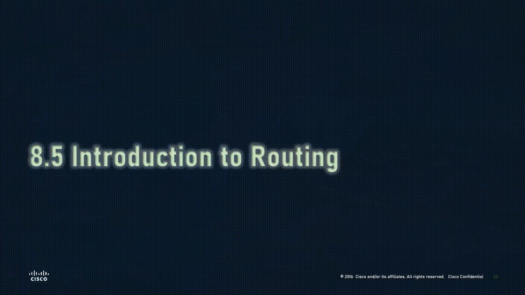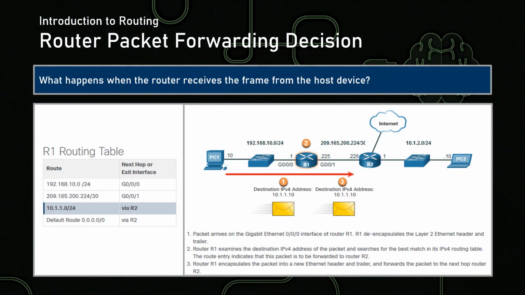So let's get into routing here in 8.5. When the router receives the frame from a host device, we are going to essentially de-encapsulate layer 2, the header and trailer, and then router 1 is going to examine the destination address at layer 3 and look for its best match in the IPv4 routing table. The route entry that we have, if we look at the left here, we can see our routing table, indicates that this packet is to be forwarded to router 2.